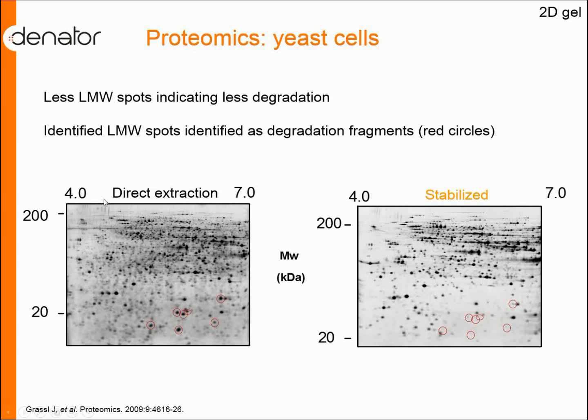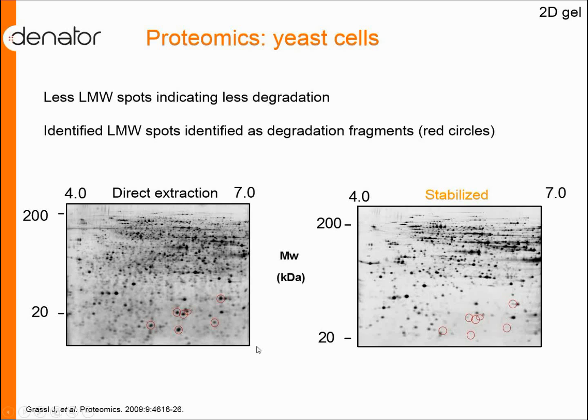What we see here is the comparison between direct extraction, on the left, in 8 molar urea with inhibitors. So a pretty hostile buffer to enzymes. And we specifically highlighted seven low molecular weight, quite strong spots, which are prominent in the direct extracted sample compared to the one that was stabilized first. Here they're pretty much non-existent in the stabilized sample.